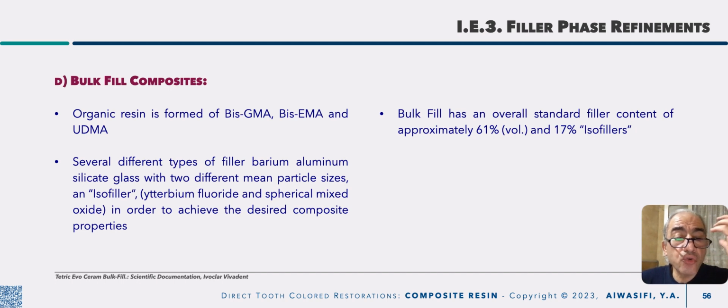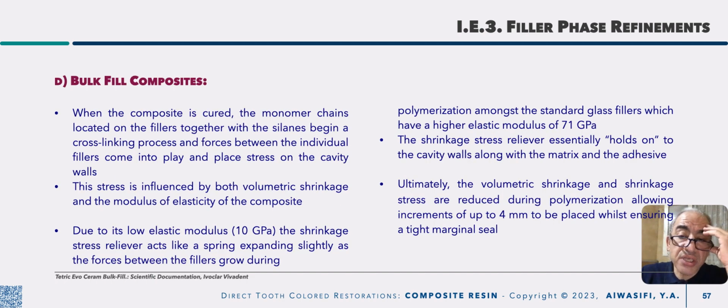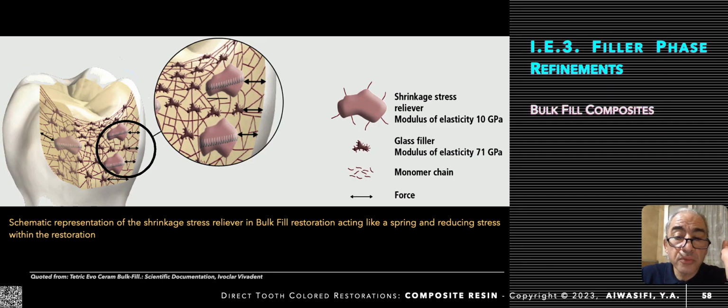In addition to your filler that will transfer your light to the other layers, to a deeper layer, now your bulk fill composite will contain this shrinkage stress reliever, which acts as a spring, absorbing some of the shrinkage stresses and reducing the effect of polymerization shrinkage at the interface, in addition to the glass filler, which has high modulus of elasticity like that of any regular filler particles of any composite.